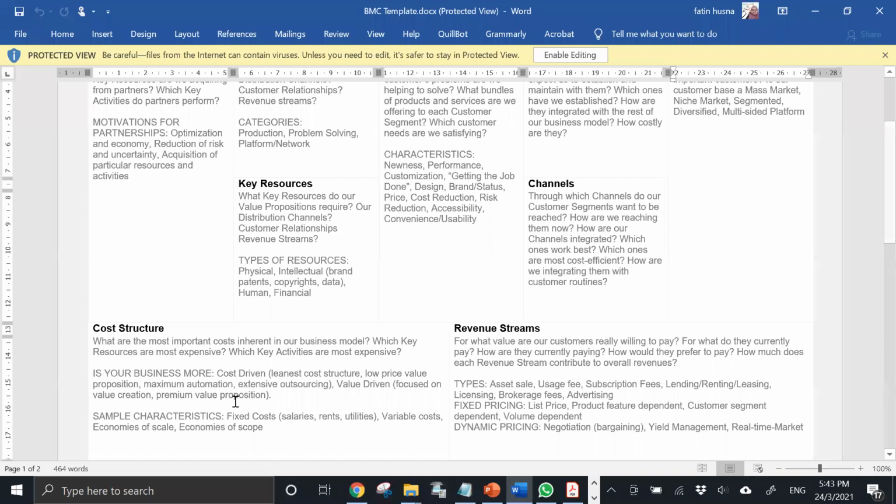Salaries, rent, utilities. No need for economies of scale, there's none of that. Within the cost structure, if you want to put variable costs and fixed costs, you can, but that one doesn't mean anything. You can put whatever it is when it comes to fixed or variable costs, but if you don't want to put it, it's also okay. For example, revenue stream.